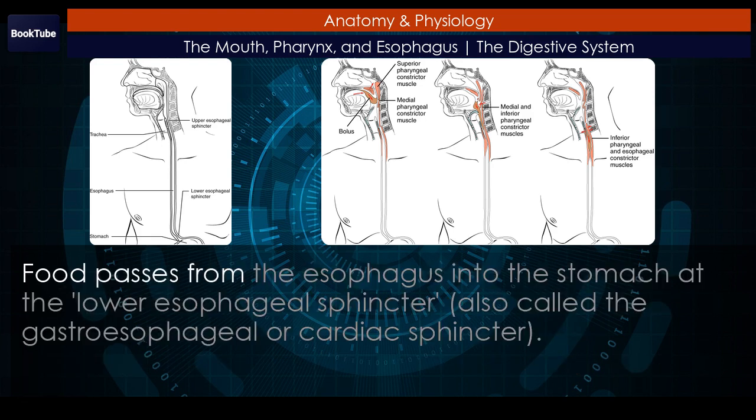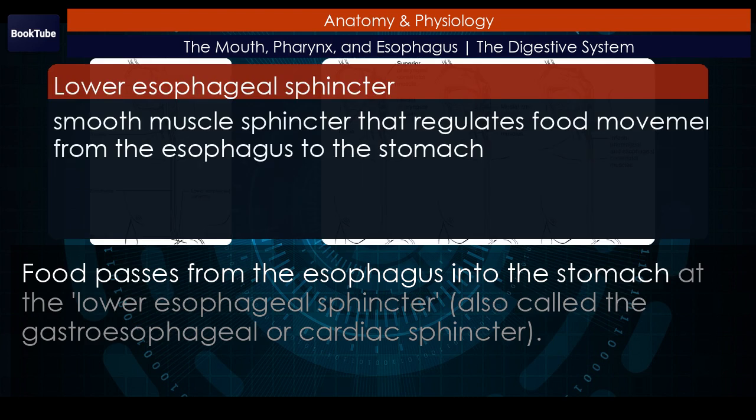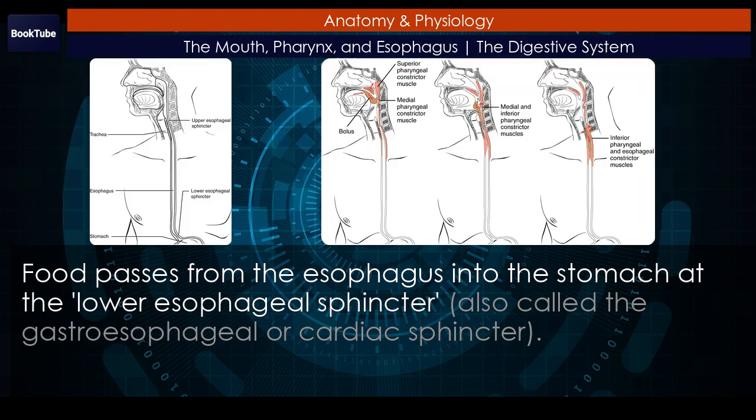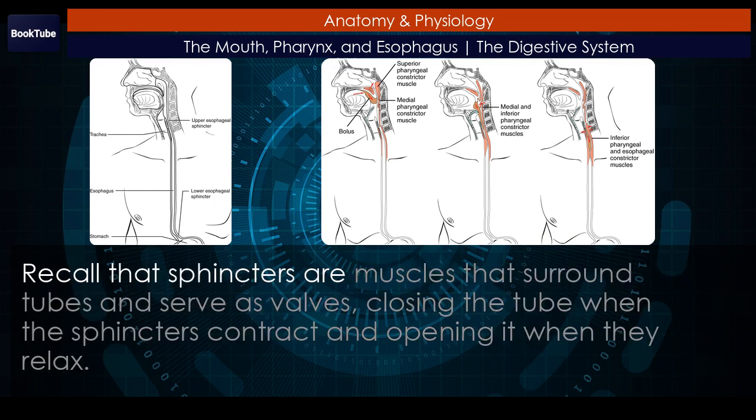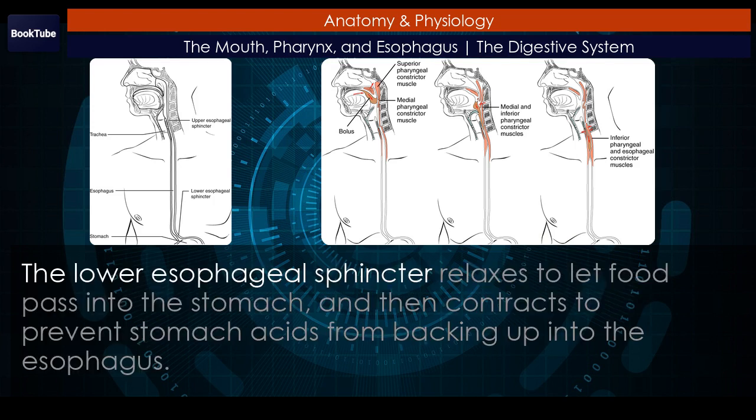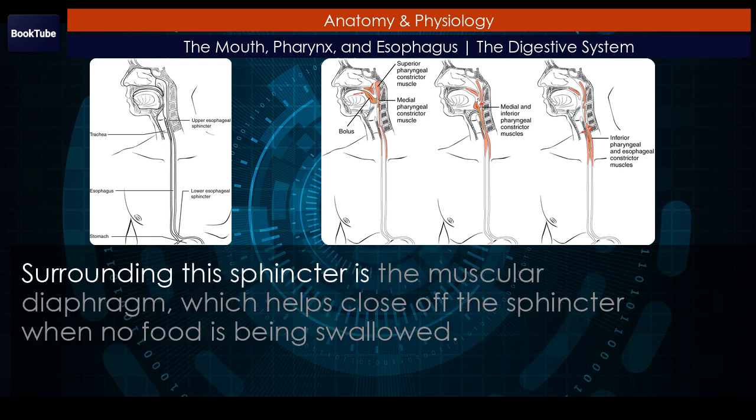Food passes from the esophagus into the stomach at the lower esophageal sphincter, also called the gastroesophageal or cardiac sphincter. Recall that sphincters are muscles that surround tubes and serve as valves, closing the tube when the sphincters contract and opening it when they relax. The lower esophageal sphincter relaxes to let food pass into the stomach, and then contracts to prevent stomach acids from backing up into the esophagus. Surrounding this sphincter is the muscular diaphragm, which helps close off the sphincter when no food is being swallowed.